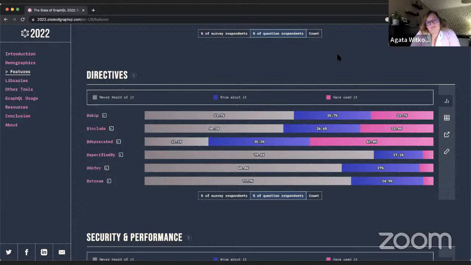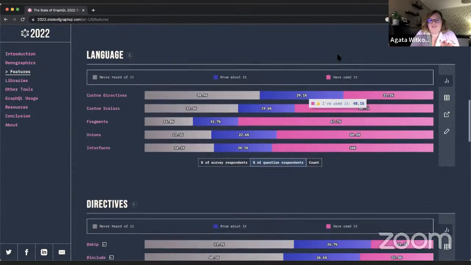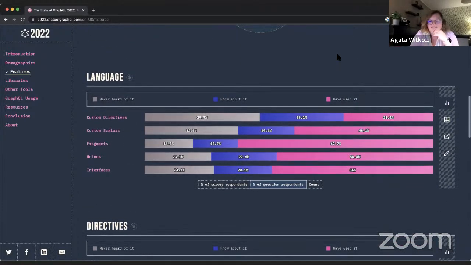I actually, looking at this specific part of the report, the features, I feel, when I was thinking about it, I was looking at the bubbles first because they are colorful and I like color.